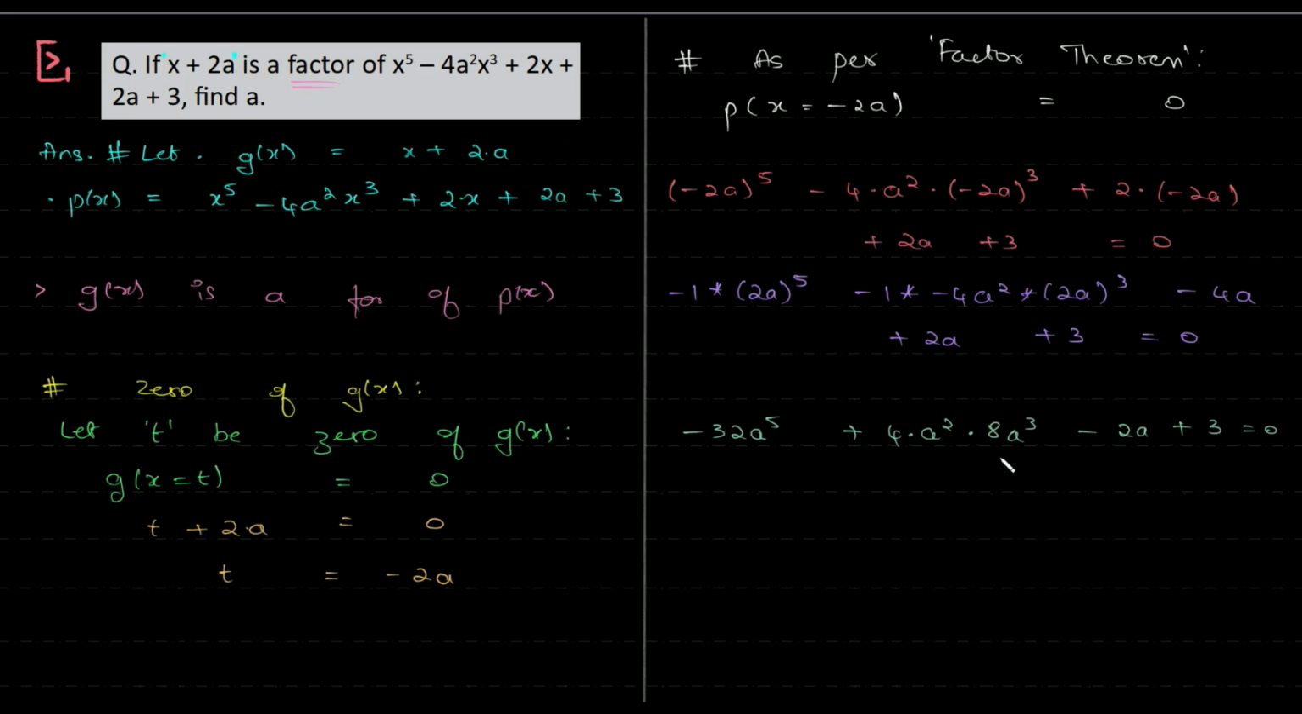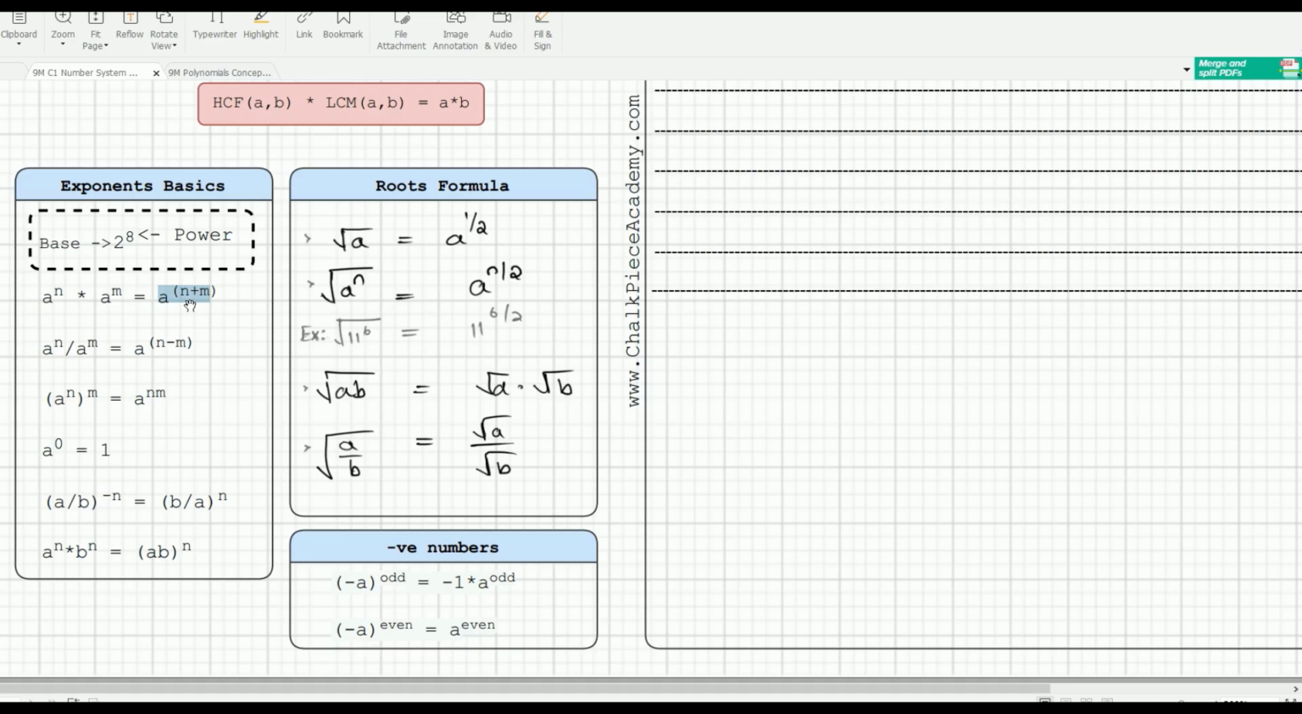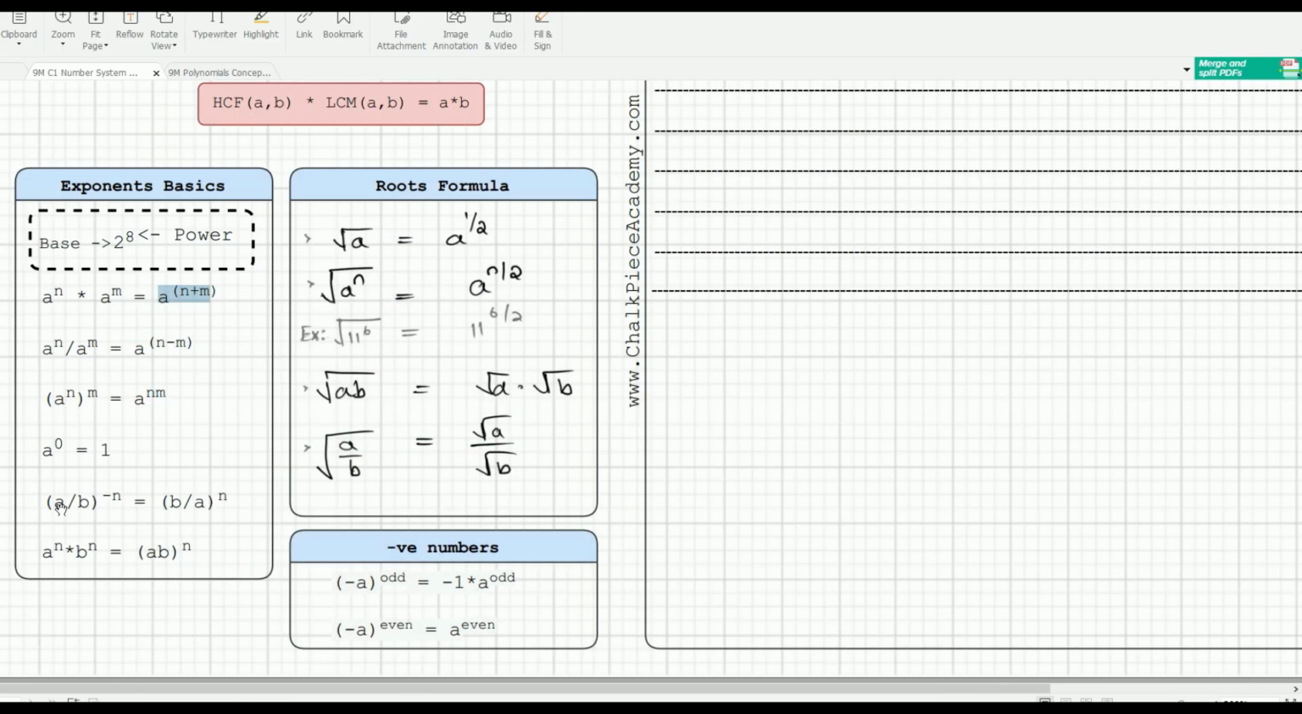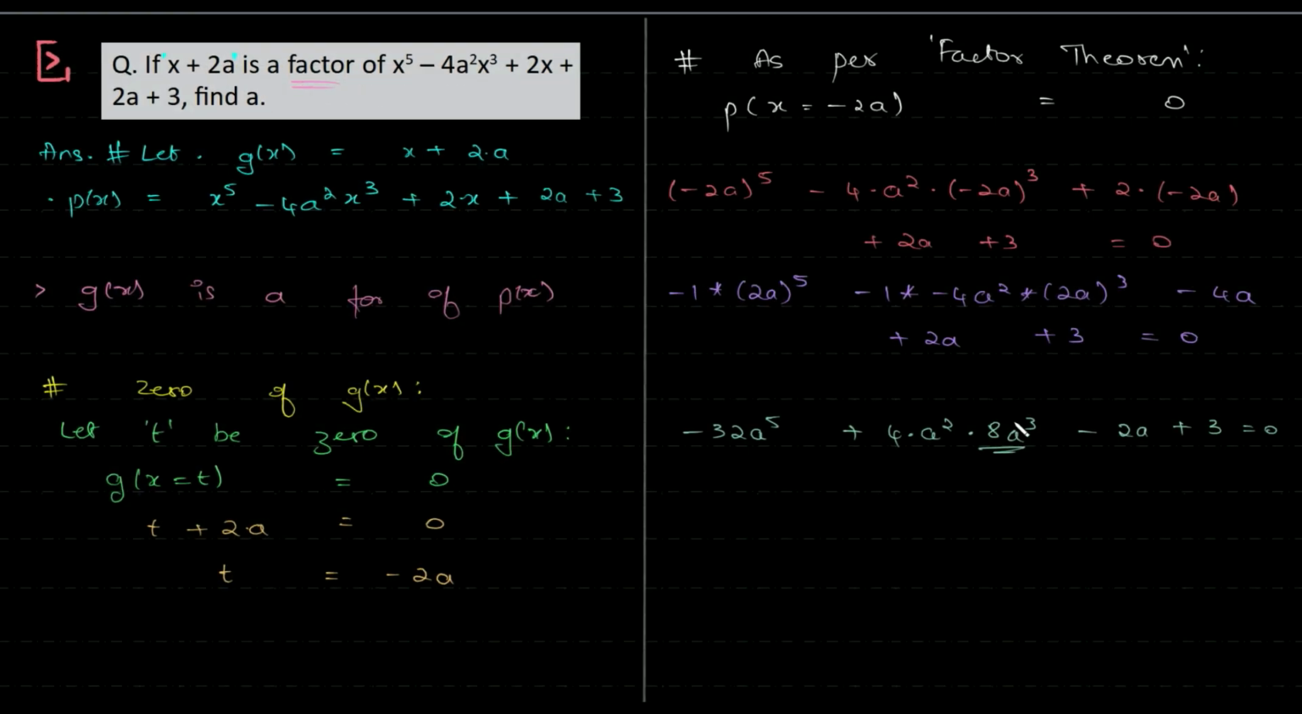Again, this particular expression I got with the help of the identity: ab whole to the power of n is a to the power of n into b to the power of n. I used this formula to get your 8a cubed. You have to cube whatever expression is over here. Cube, not square, and it's not 6, it's 8. All this is what you guys mess up.